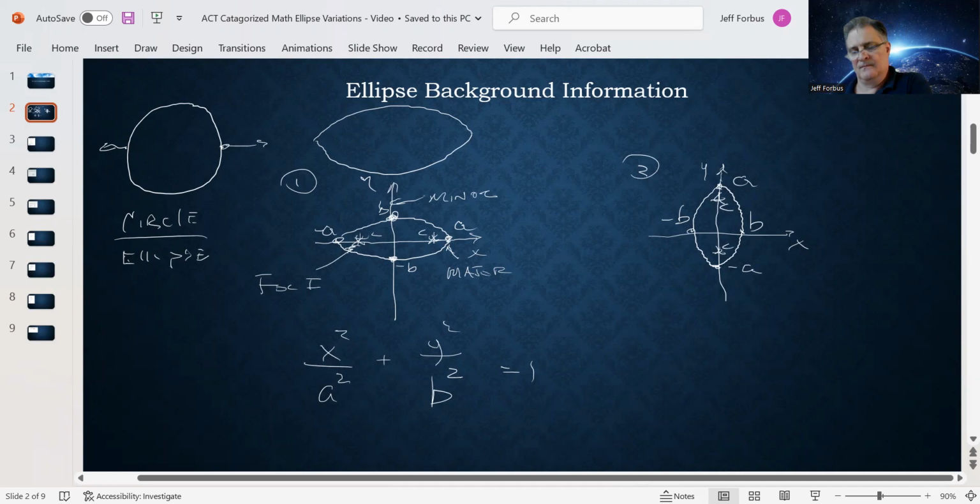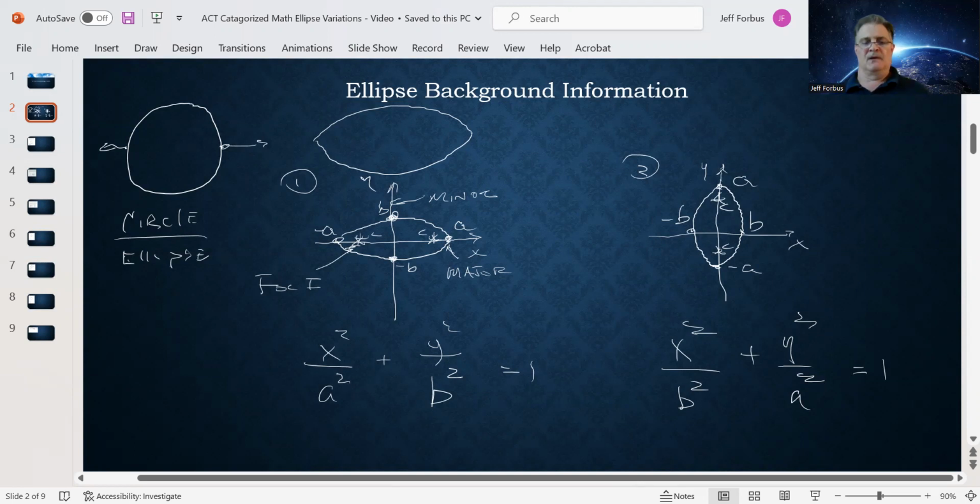Now, the formula associated with figure 2 is just changed in the denominator. We still have x squared in the numerator. Now, our a's are associated with the y-axis. That's our major axis now. So we're going to put a squared here. And our b's are associated with the x-axis, or our minor axis. We're going to put b squared here. Now, note the difference in the equations based on how the ellipse is oriented on the graph.